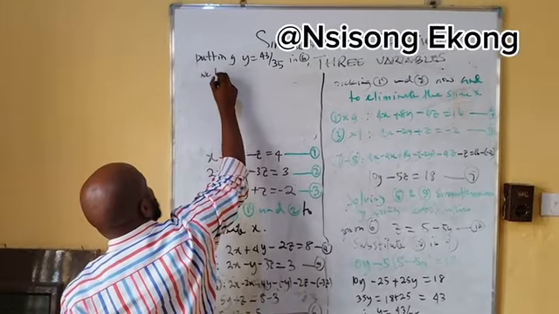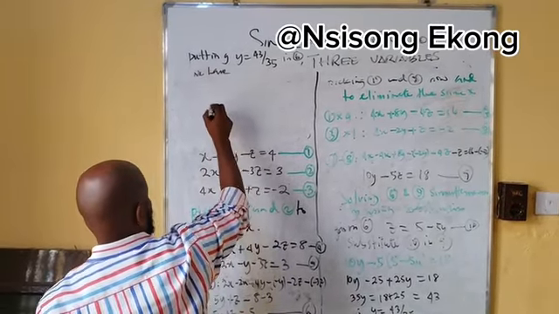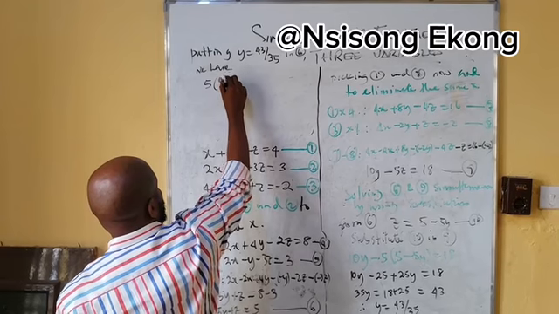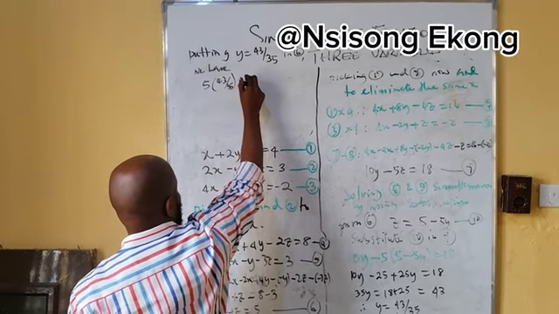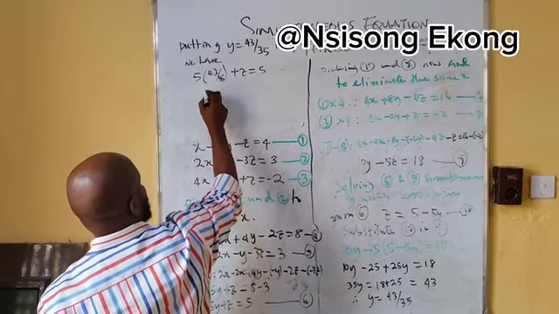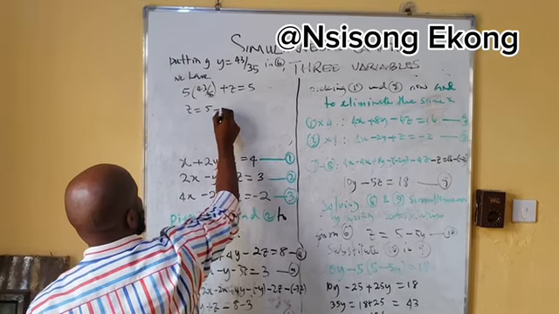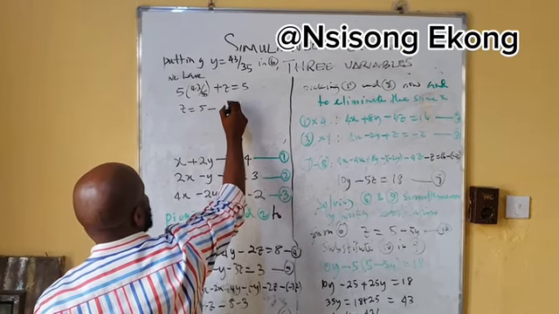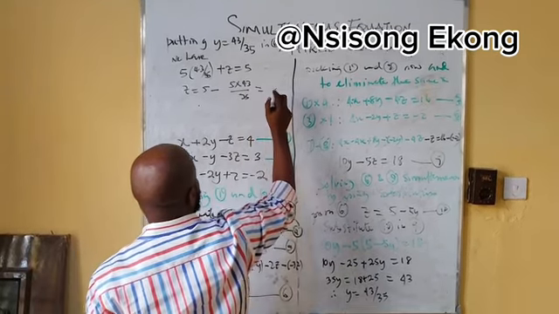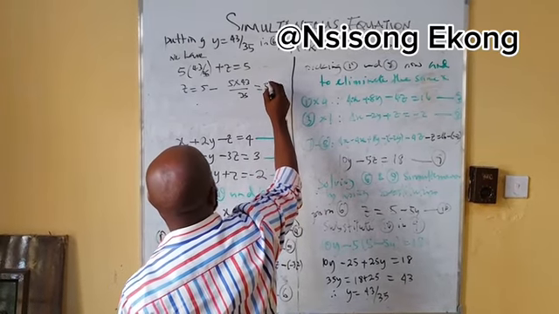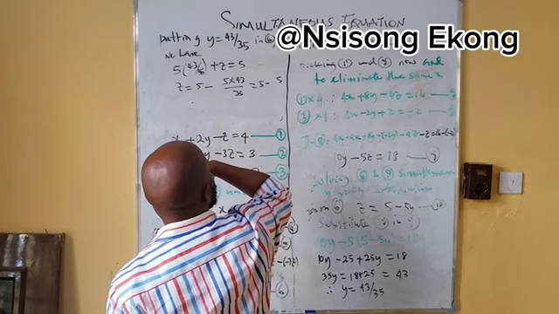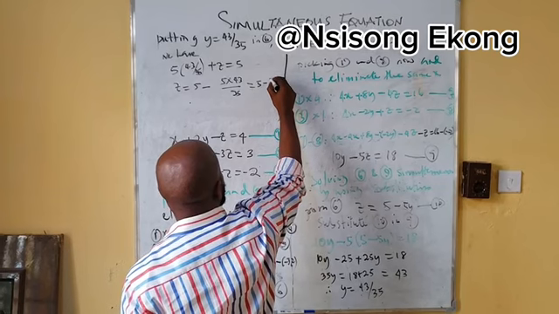We have 5y. Sorry, 5 into 43 over 35 plus z equals 5. So making z the subject of the formula, z equals 5 minus 5 times 43 over 35. It's the same thing as 5 minus 5 times 3 is 15, 5 times 4 is 20 plus 1 is 21.